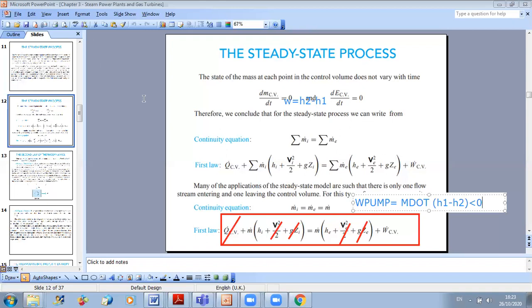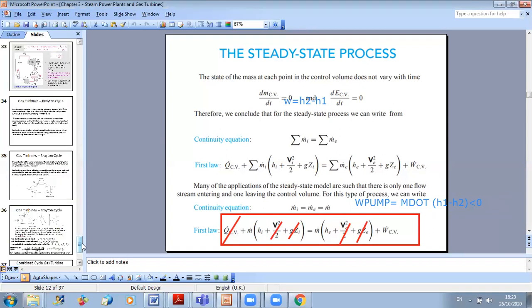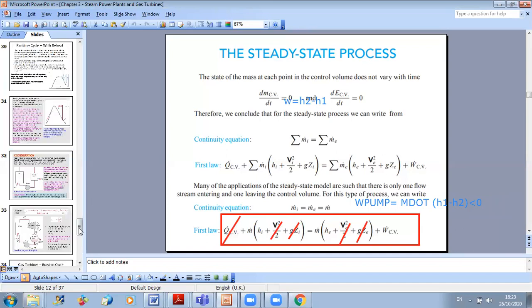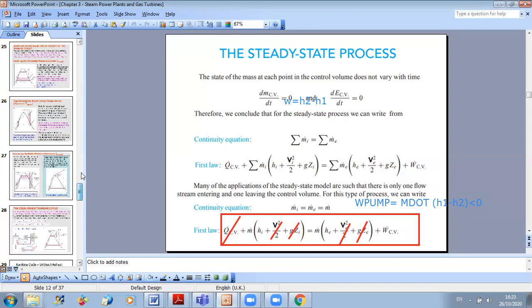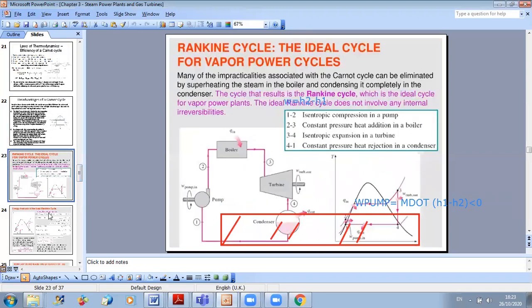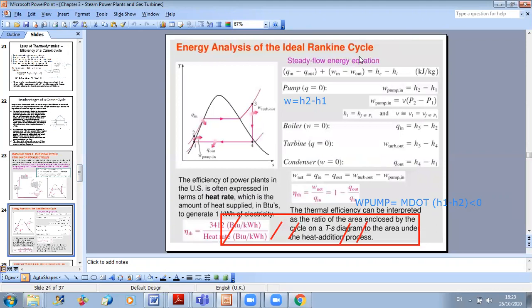So the whole idea is to apply this formula for all the components of your system: the pump, the turbine, the boiler, the condenser. If we go back to our cycle, as you can see here, because they are just putting minus W pump afterwards, they are taking the absolute value, which is H2 minus H1.